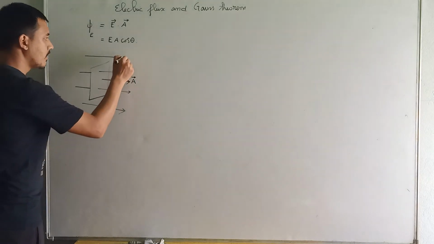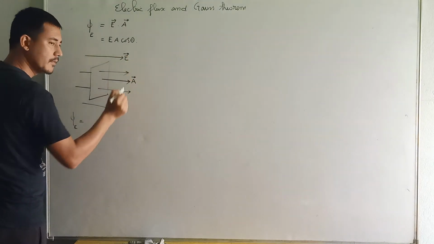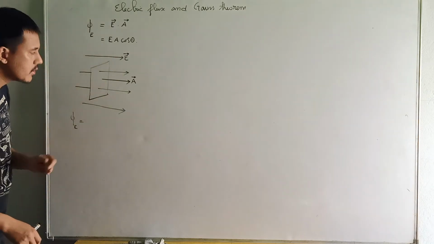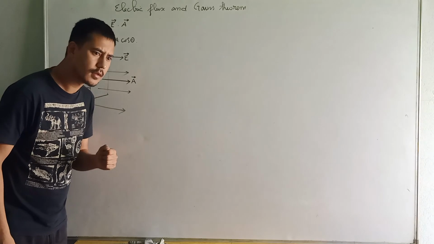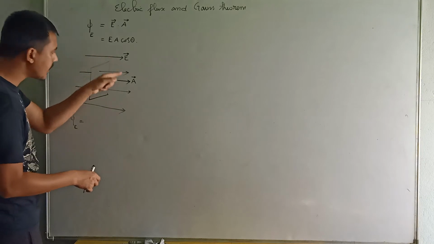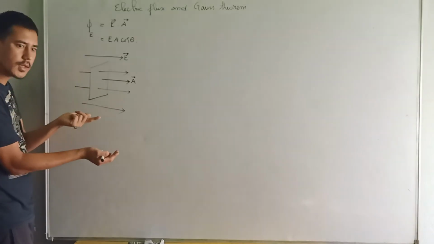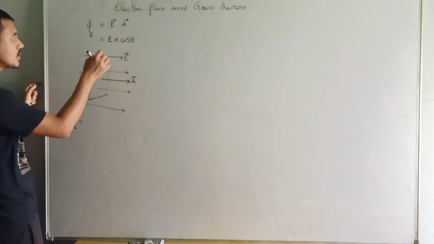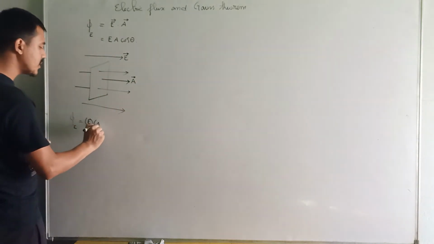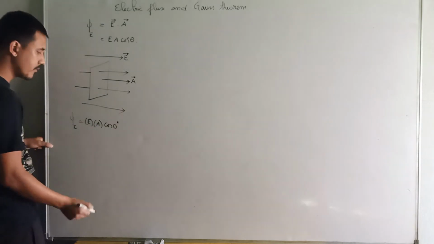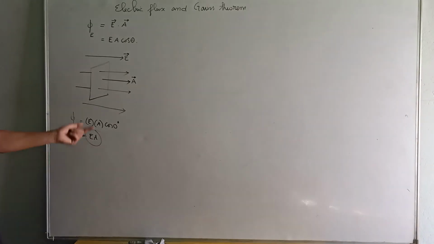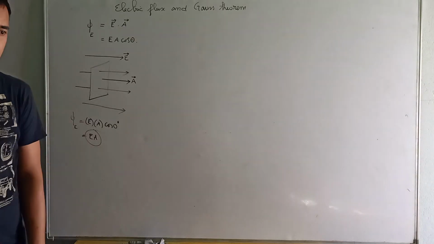See, your electric field lines and area vector, are they in the same direction? So what will be the angle between them? E and A are in the same direction, so the angle between them will be 0. So your total electric flux will be given by E times A times cos of 0 degree. So that is EA. Is it okay? Finish.